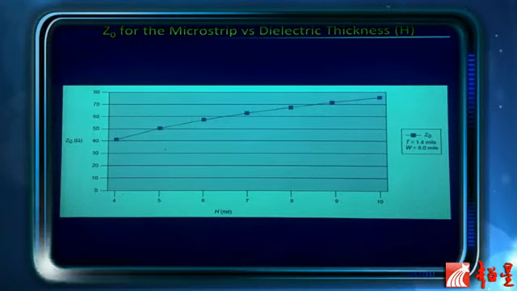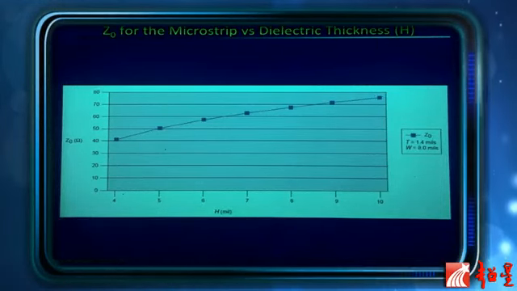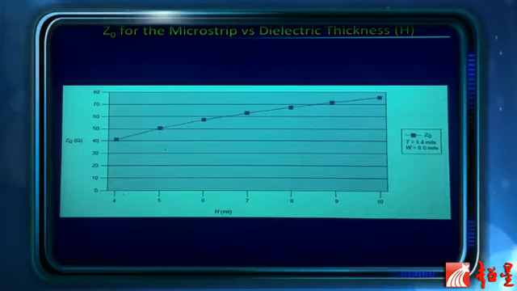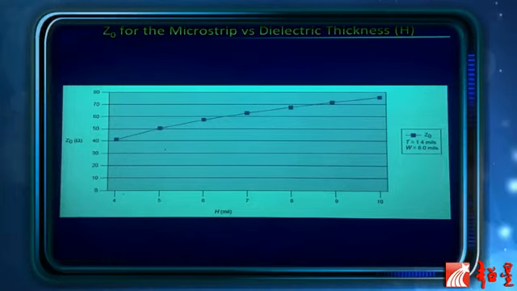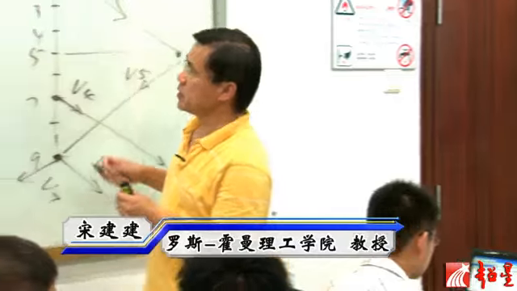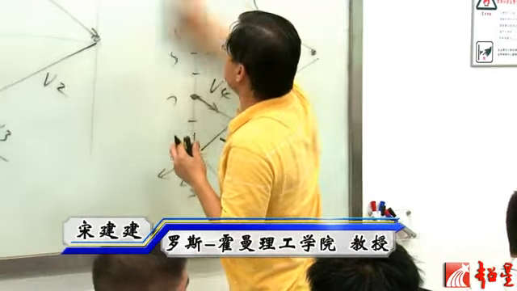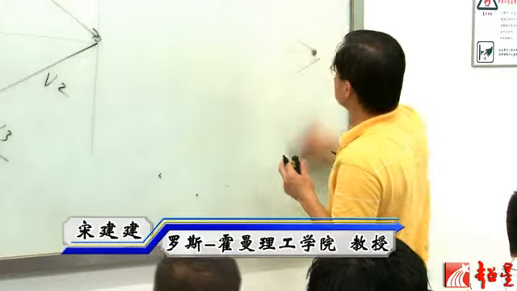And then this is a curve that shows dielectric thickness and the characteristic impedance. The higher the dielectric thickness, the higher the impedance is. It's reasonable, because we know the characteristic impedance is a function of capacitance and inductance.